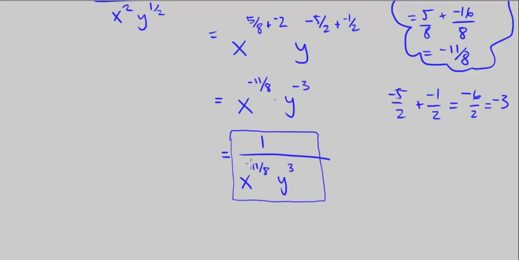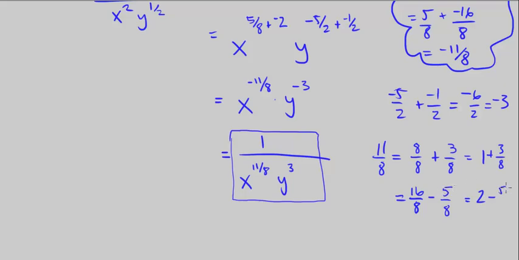But how do we get this to be a whole number in the denominator and a fraction in the numerator? Well, remember 11 over 8. That's equal to 8 over 8 plus 3 over 8, right? That's same as 1 plus 3 over 8. Well, can we increase that by 1? So let's make that equal to 2 plus something. Well, then we'd have to make this 16 over 8. And we'd have to subtract. To get to 11, we would have to subtract 5, right? And so that's equal to 2 minus 5 over 8.